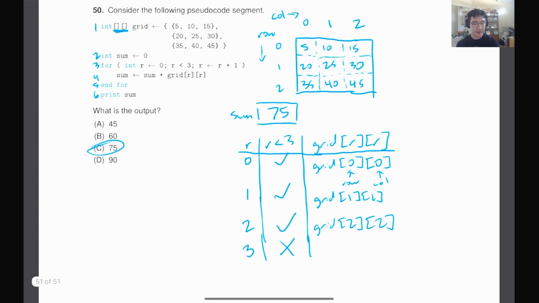That is question 50. Make sure you know your 2D arrays. Make sure you know that the first pair of brackets is for the row, the second pair of brackets is for the column, and you should be able to do 2D array questions quite easily knowing that.